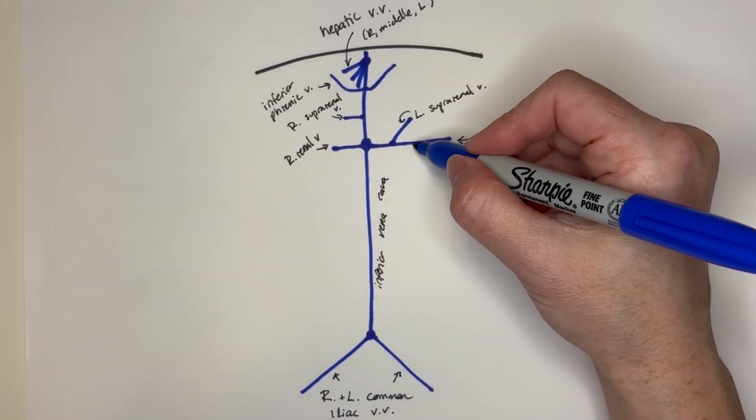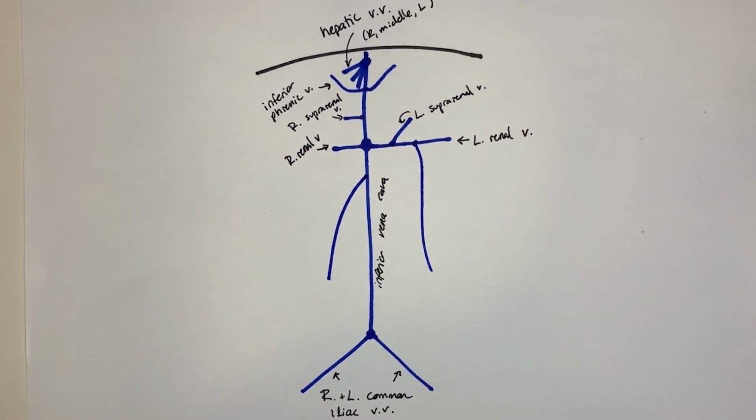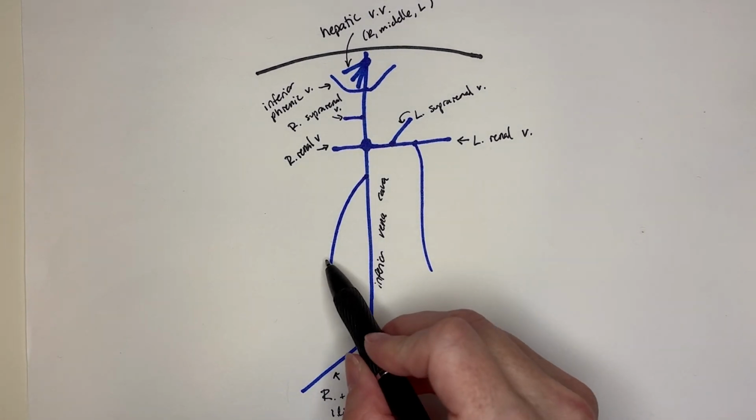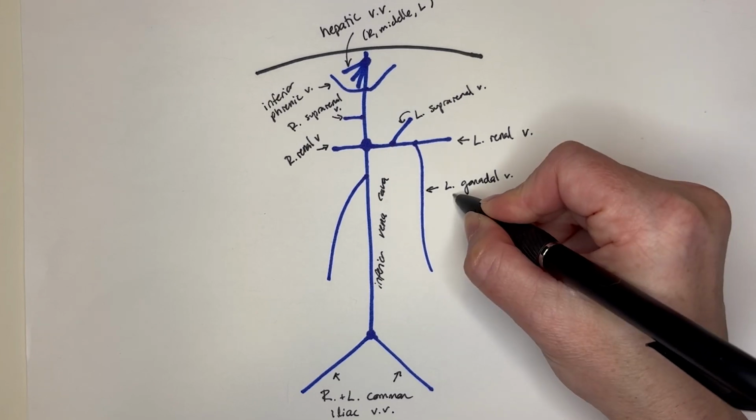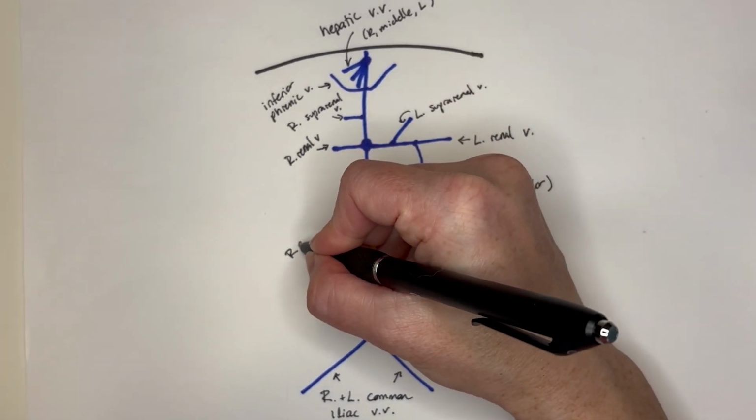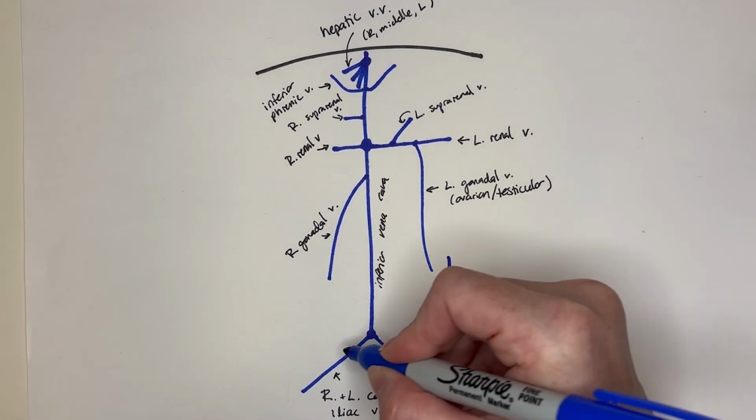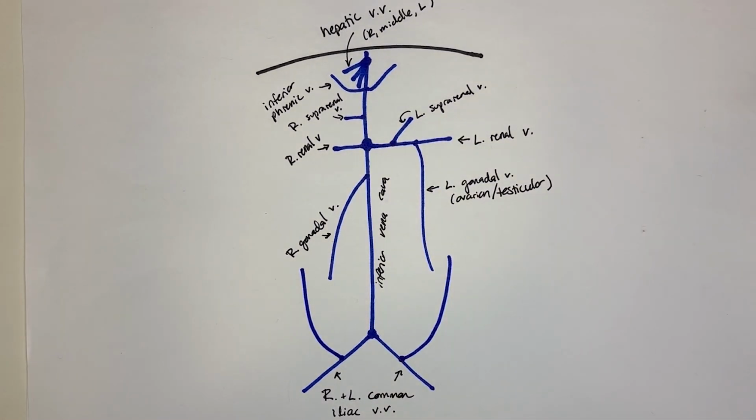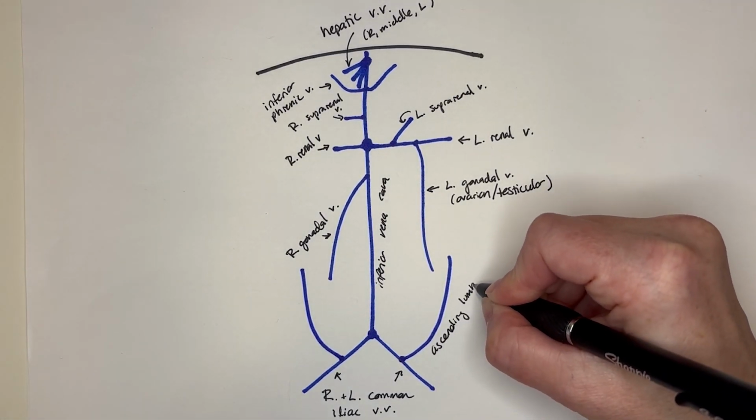Our next pair of veins are also asymmetrical. So off the left side, branching off left renal vein, off the right side, branching off the inferior vena cava. These are the gonadal veins. So they're also known as the ovarian veins if they supply the ovaries, or the testicular veins if they supply the testes. Before they split, there is one branch off of the common iliac veins. These are going on the posterior wall and known as the ascending lumbar veins.